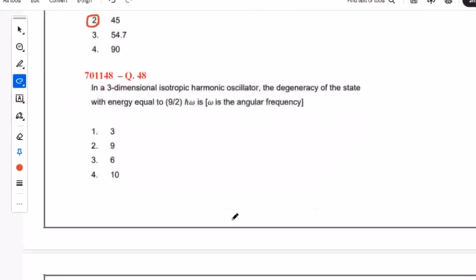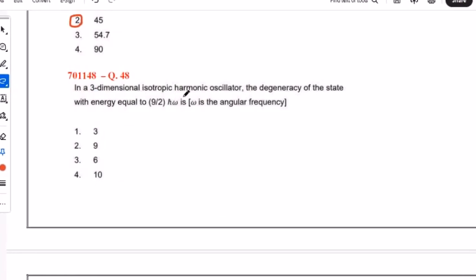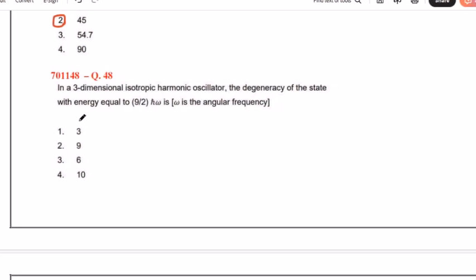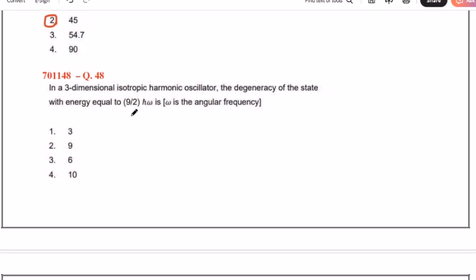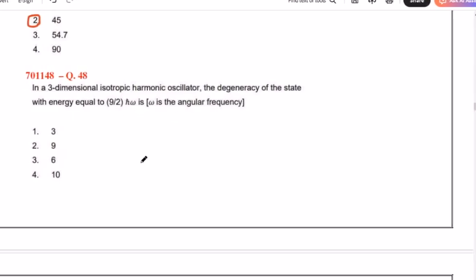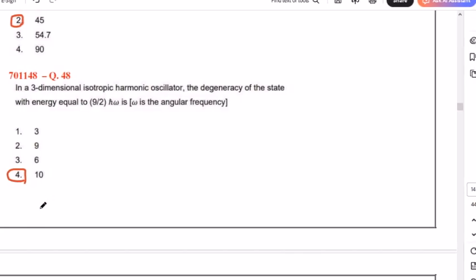Next, question number 48. In a three-dimensional isotropic harmonic oscillator, the degeneracy of the state with energy equal to 9/2 ħω, where ω is the angular frequency, is going to be option number 4, that is 10. It is the correct option, friends.